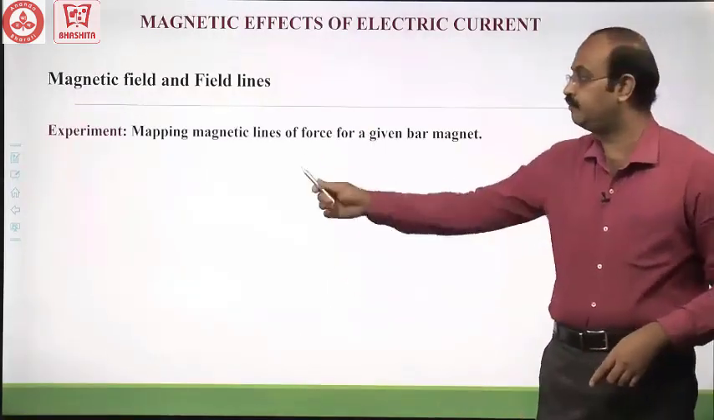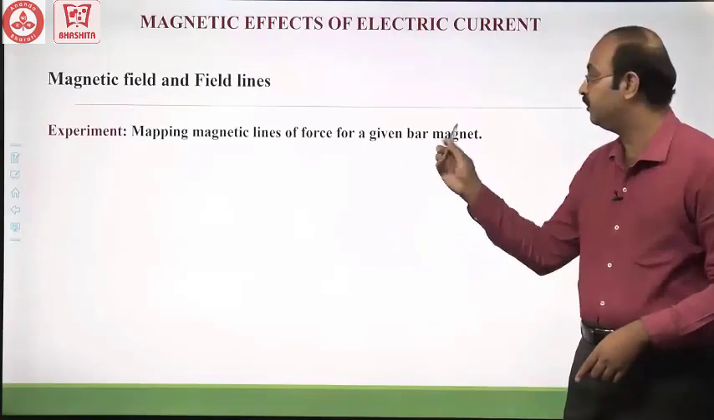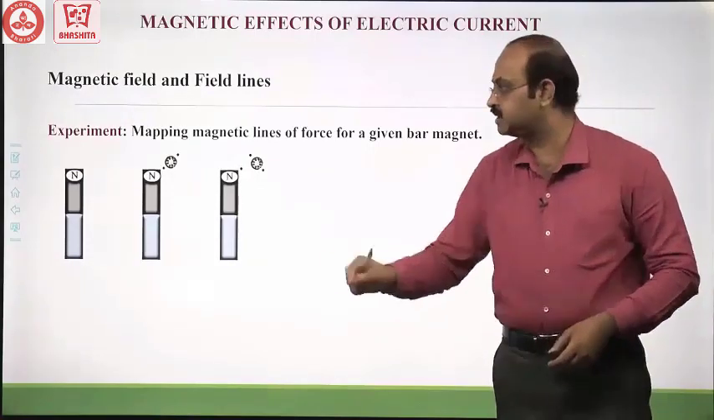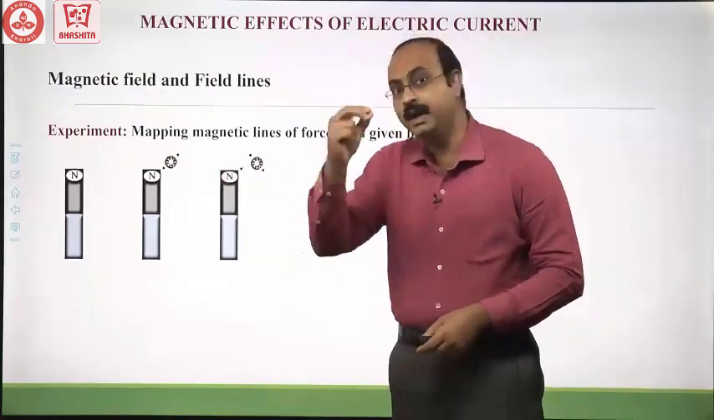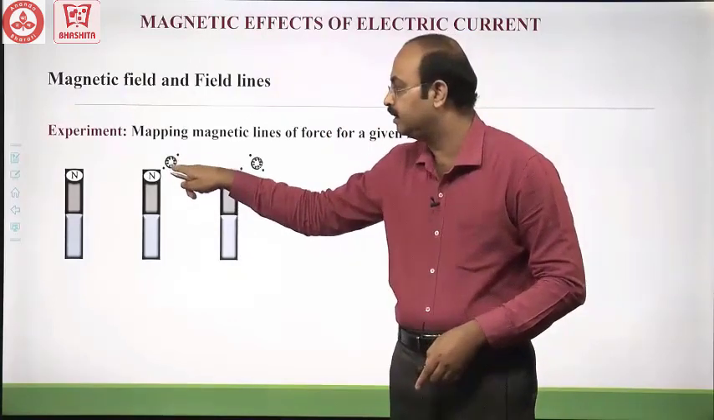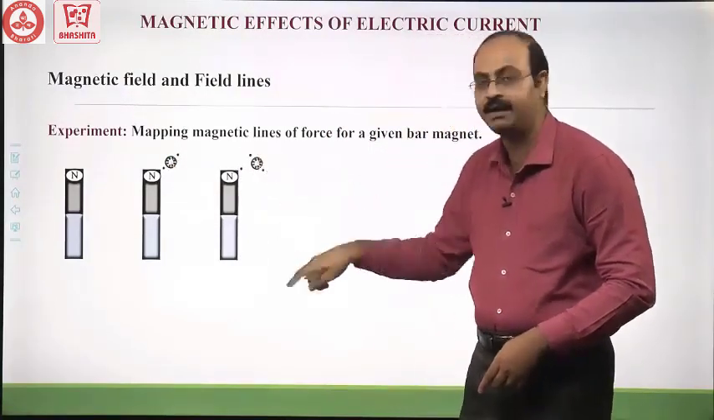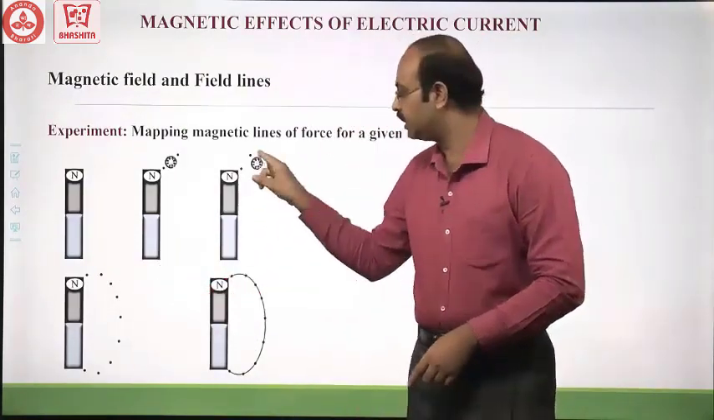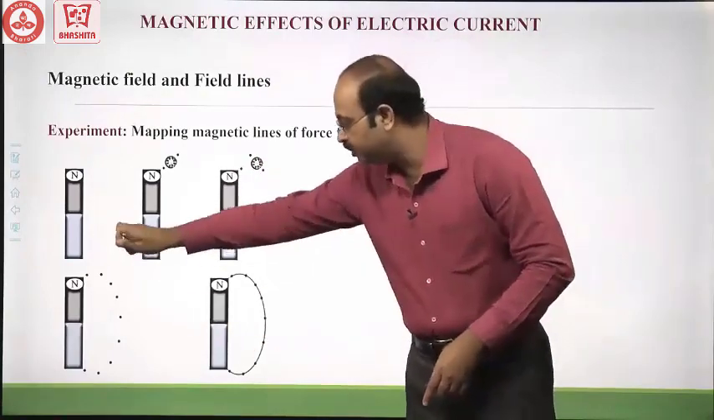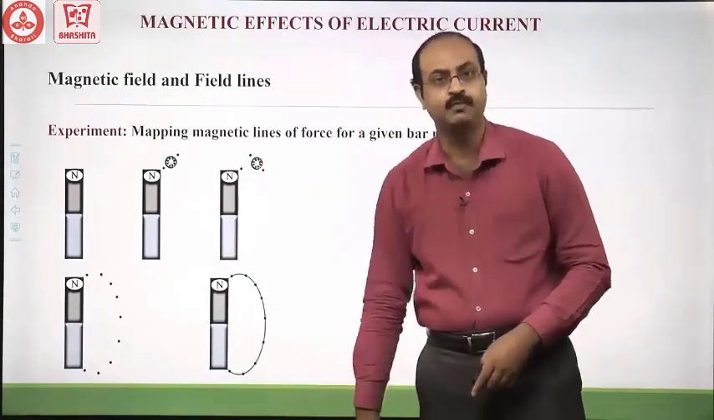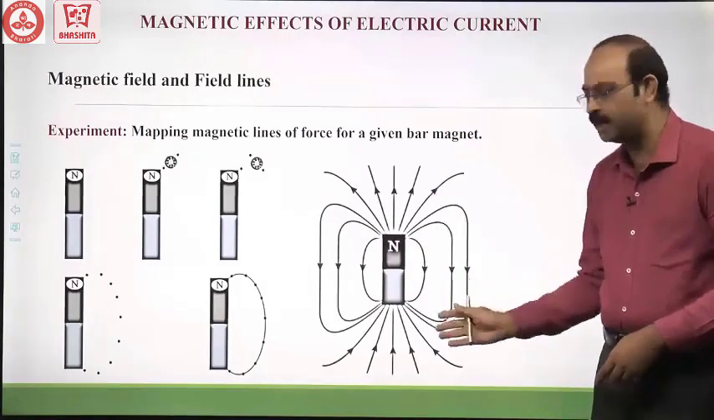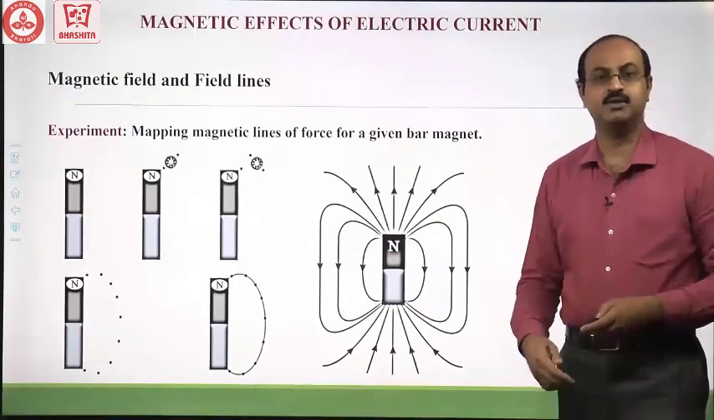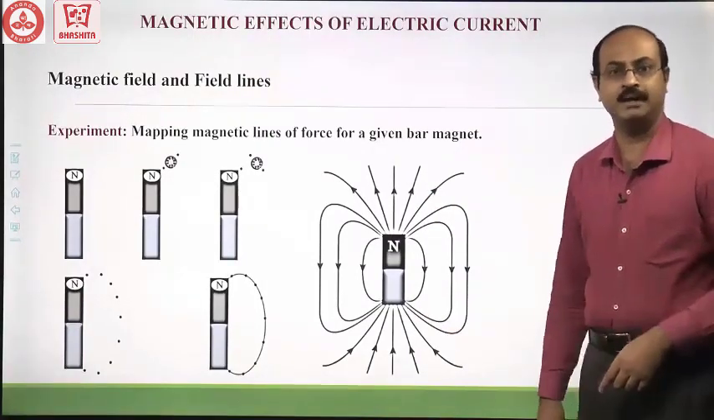And then the experiment of mapping the magnetic lines of force for a given bar magnet is very simple. You take a bar magnet and use a magnetic compass. You mark how its north pole is pointing, systematically marking all those positions using the compass needle, and when you join them you get one line of force. Like that you can draw several lines of force around a given bar magnet and clearly see the pattern of lines of force around it.